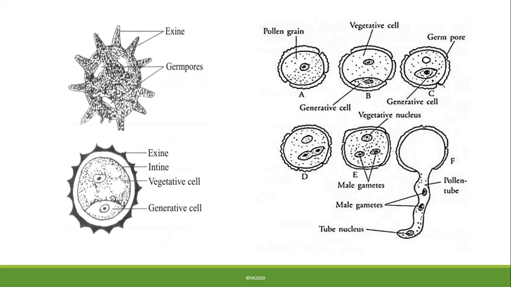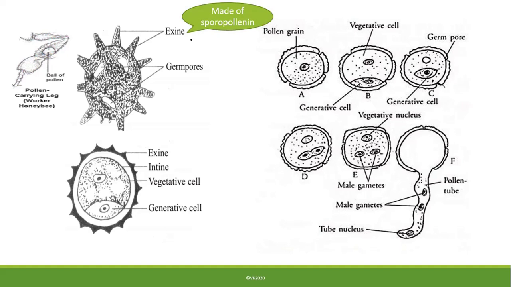Now each pollen grain has a structure similar to this. Externally, the pollen grain consists of exine. So these thorny structures are covered with exine. Exine is actually non-biodegradable material. It is made up of sporopollenin. This is not really biodegradable.